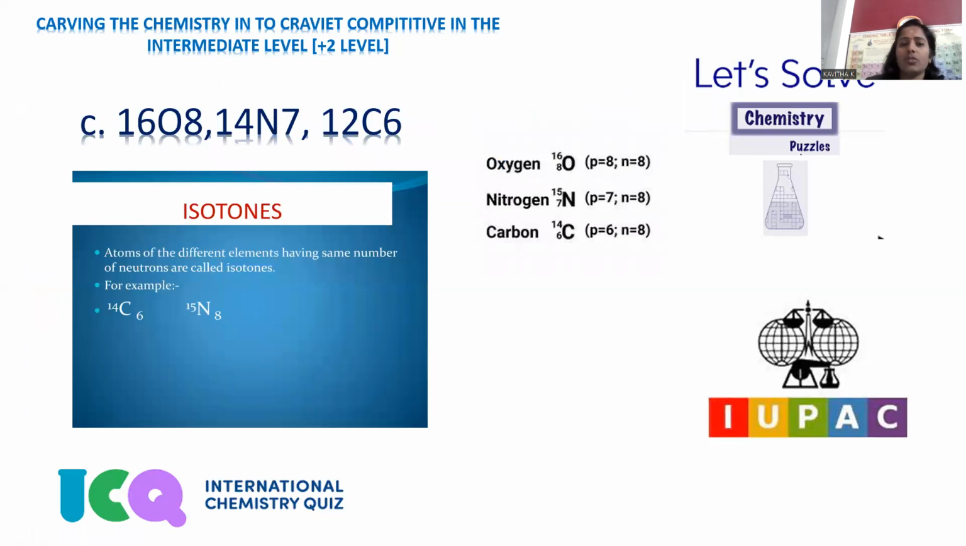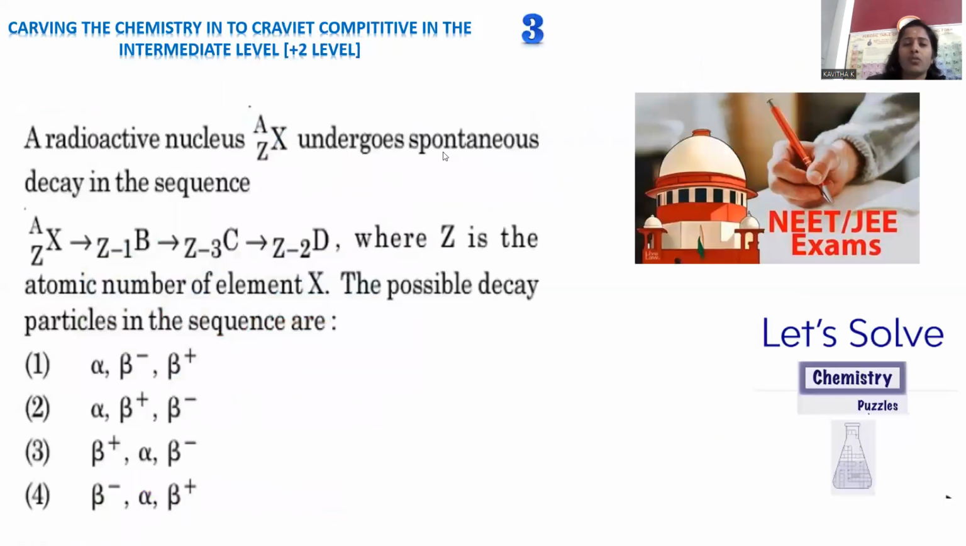Let's move on to question number 3. Question number 3 is given from nuclear chemistry. The radioactive nucleus is taken as X. Its atomic number is Z. Atomic mass is A. It undergoes spontaneous decay in the sequence. X with atomic number Z decays to give Z minus 1, and here X is now converted into B, right?